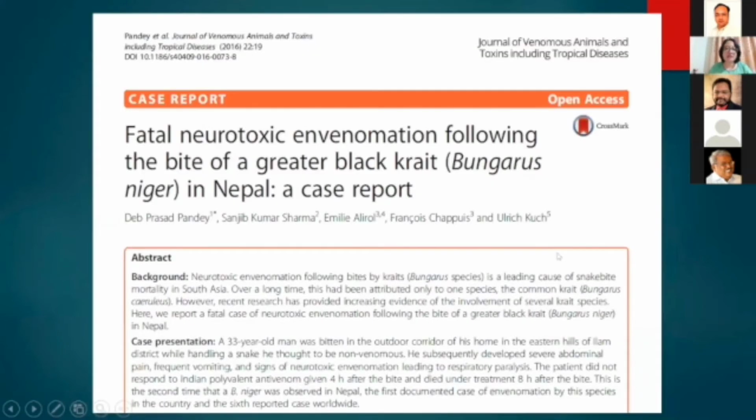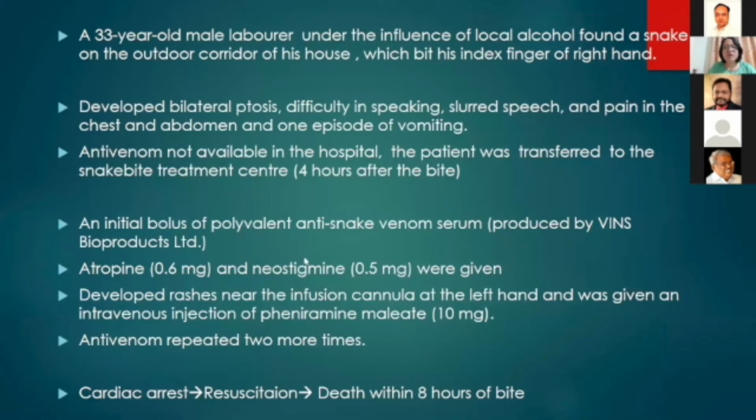So another case, this is a case from Nepal, a fatal neurotoxic envenomation following the bite of a greater black krait, that is Bungarus niger. This is a case of a 33-year-old male. He was under the influence of alcohol when the snake bit his index finger, and he developed bilateral ptosis. It was getting difficult for him to speak. His speech was getting slurred, and there was pain in the chest and in the abdomen also. And he also vomited once.